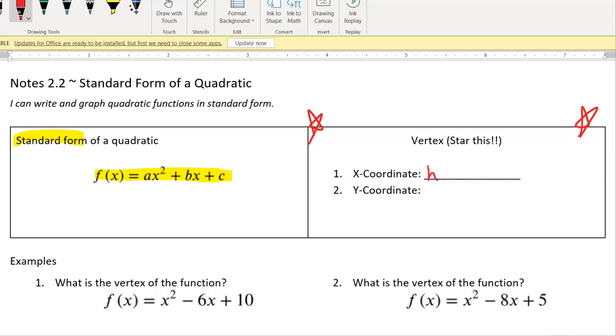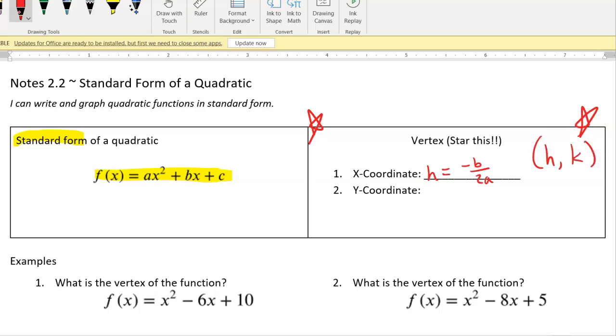Remember from yesterday, we called this the letter h. So the x coordinate, we call that h. And to find that, we take the opposite of b divided by 2a. Now, notice what I just said there. I didn't say negative b. I said the opposite of b. I would highly recommend using that phrase, the opposite of b. So remember, that's the h value.